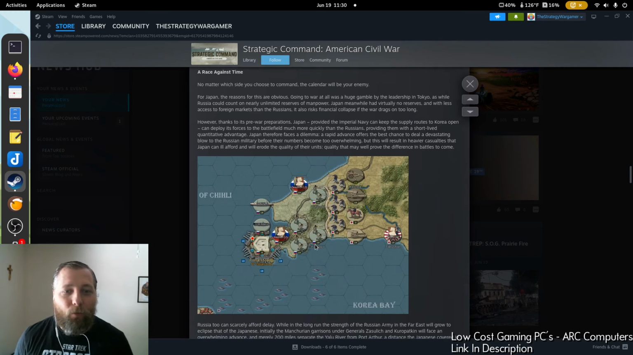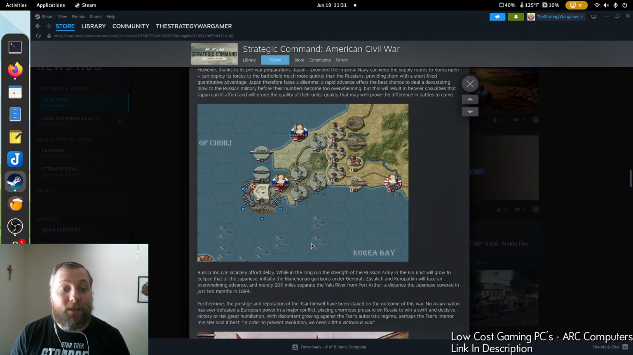However, thanks to its pre-war preparations, Japan, provided the Imperial Navy can keep the supply routes to Korea open, can deploy its forces to the battlefield much more quickly than the Russians, providing them with a short-lived quantitative advantage. Japan, therefore, faces a dilemma. A rapid advance offers the best chance to deal a devastating blow to the Russian military before the numbers become too overwhelming. But this will result in heavier casualties that Japan can ill afford and will erode the quality of their units, quality that may well prove the difference in battles to come.